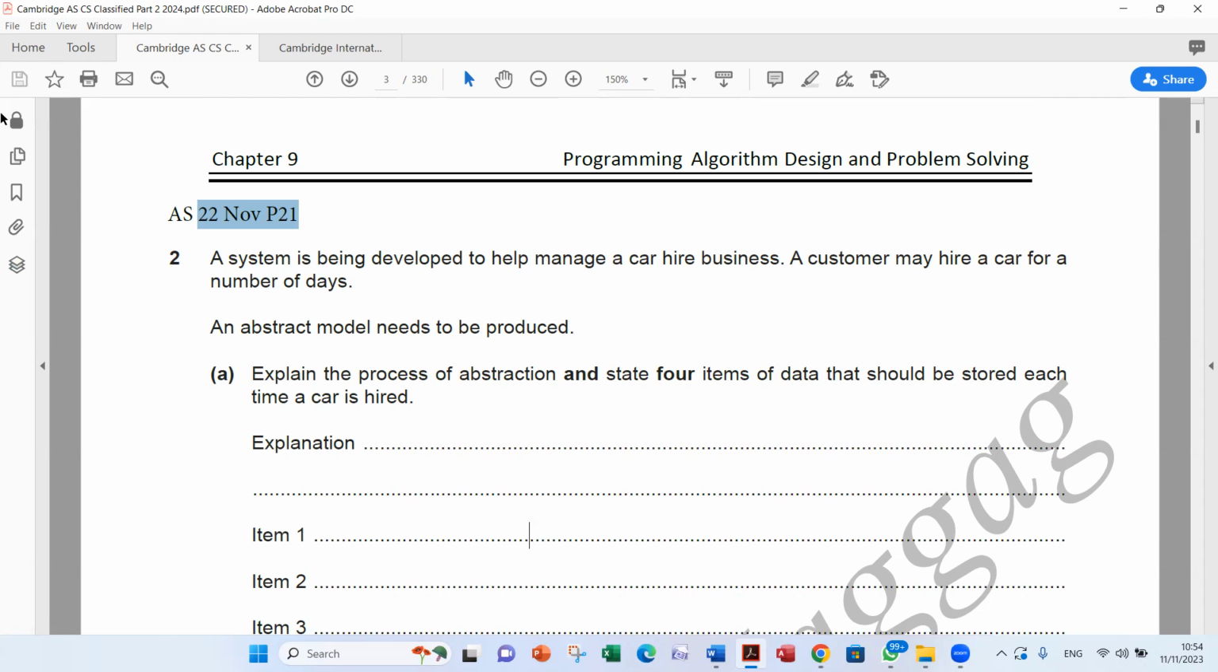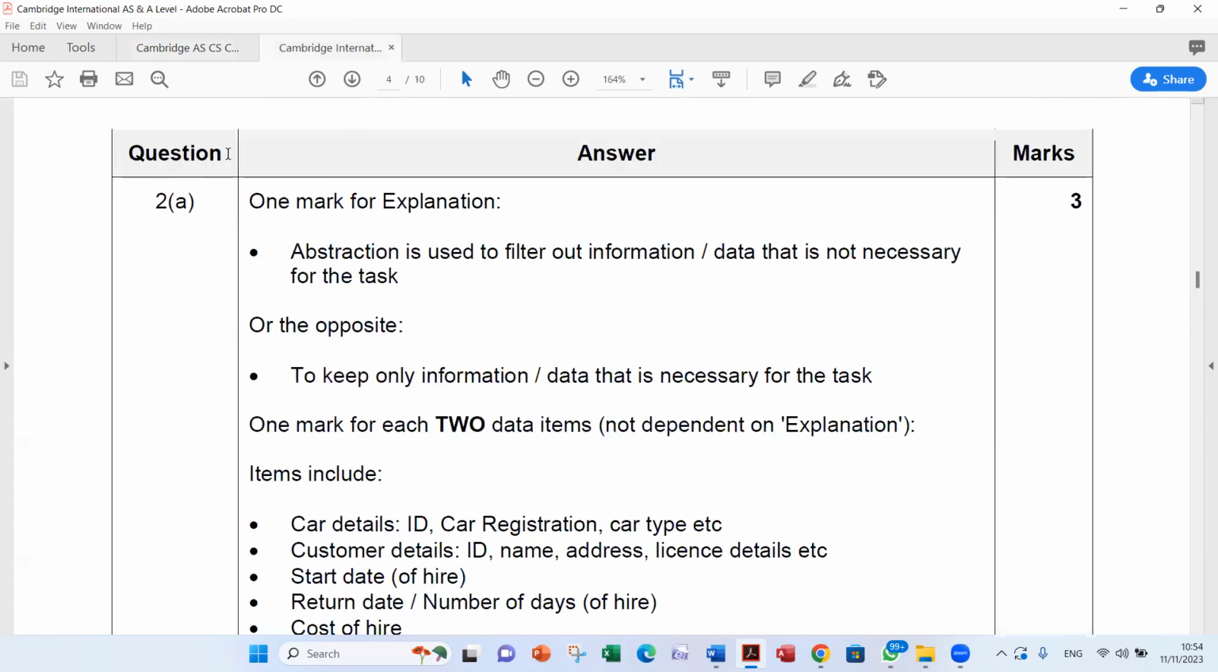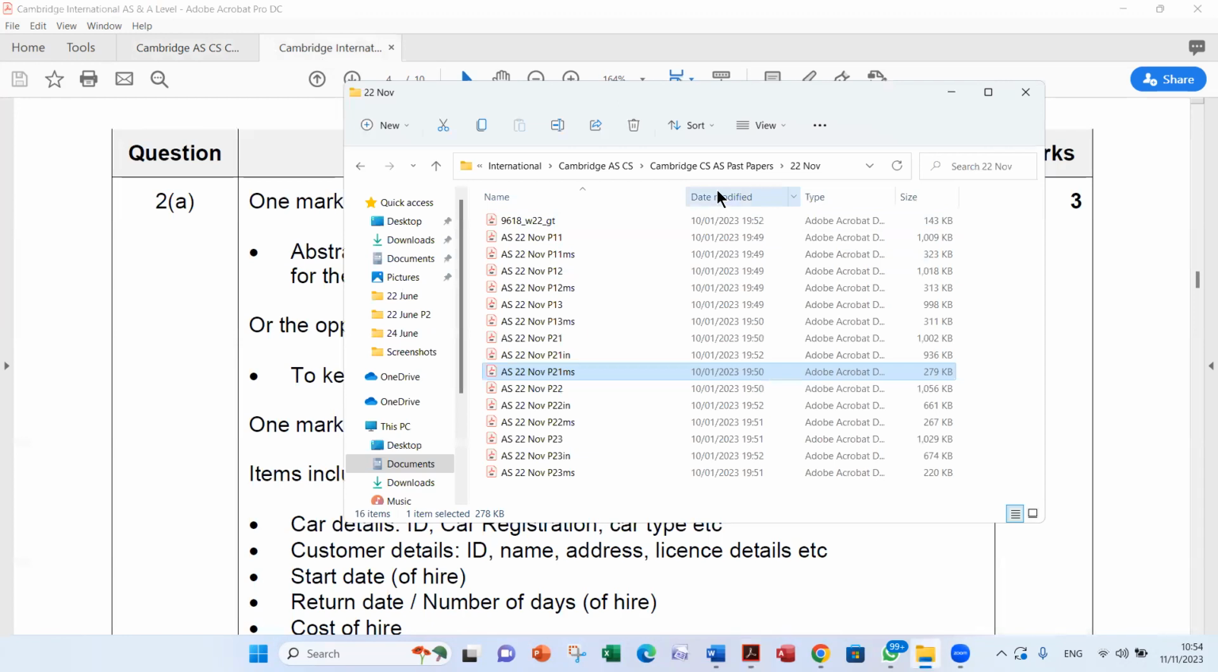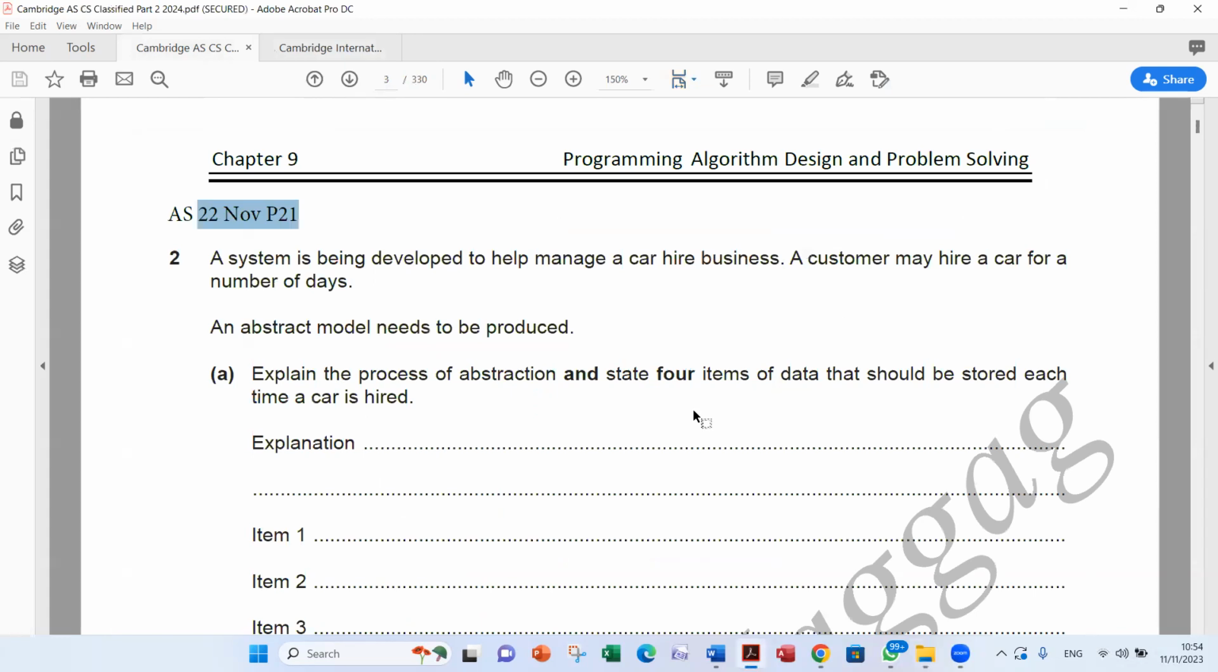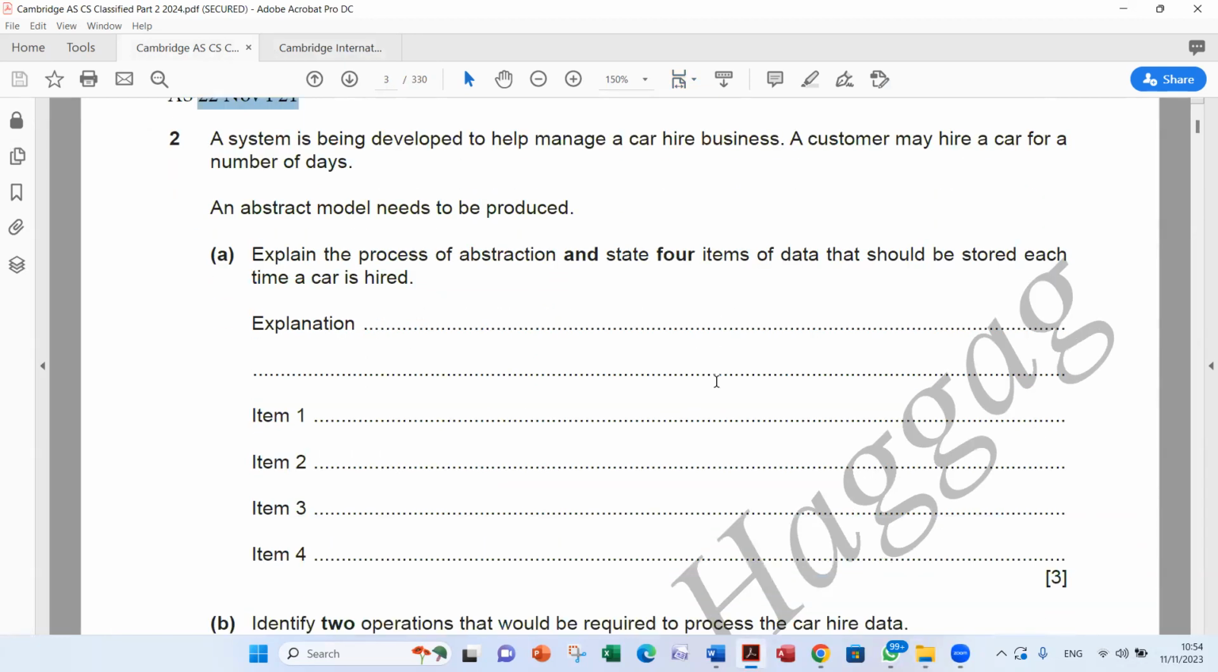And number two, to be able to pick up the mark scheme, because you need to go to the past papers and classify and mark schemes and open up 22 November paper 21 MS and go to question 2, and this is the mark scheme in front of us. Okay, please, first I would like you to try it yourself, because this is a direct question on what we have been saying.